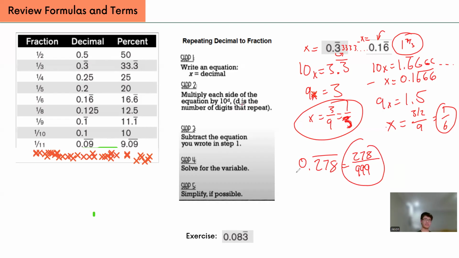The reason why this works is you just end up multiplying this by 1000 anyways, right? And then once you subtract, this part cancels out. So you just get 278 equals 999x anyways, right? So you can take this little trick and save some time doing these types of questions. Yeah.